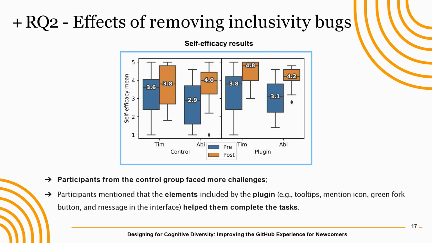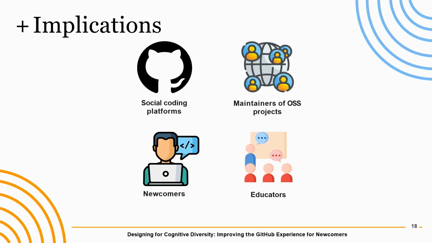We also asked the participants what they think about the GitHub interface in general and the challenges that they face. The participants mentioned that the elements included in the plugin, the implementation that we did, like the tooltips and the mention icon, helped them complete the tasks better. Here we have some implications of our work that directly apply to social coding platforms, maintainers, newcomers, and educators.